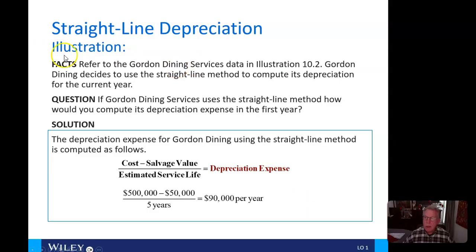Let's look at an illustration of straight line depreciation. If we refer to the previous information regarding Gordon Dining Services, we're going to again take our cost minus our salvage value, $500,000 minus $50,000. That's $450,000, and we'll divide it by the number of years that it's expected to be useful, in this case, 5 years. So we'll depreciate it to the tune of $90,000 per year. Very simple, and it has value from the fact that it's a simple method to employ.